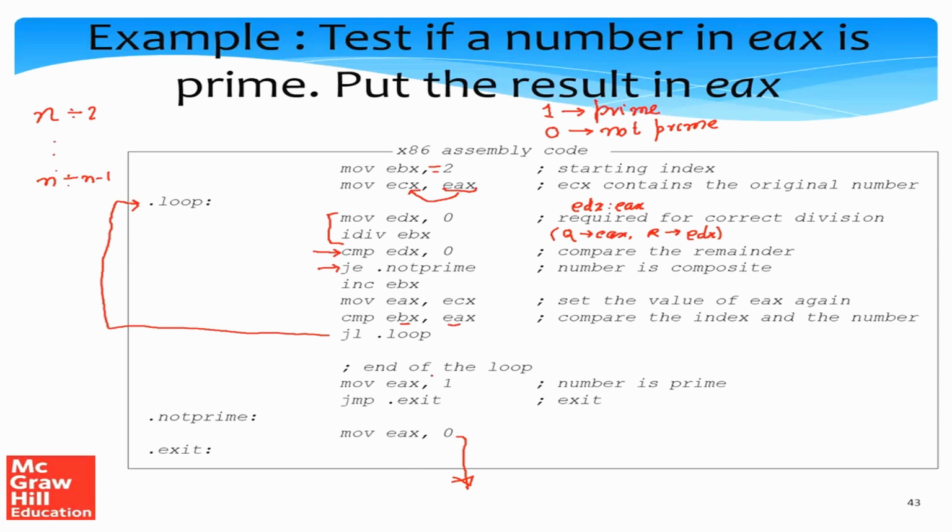Otherwise, we reach the end of the loop. At this point, since we didn't find any factors, the number is prime. We put 1 there and we jump to exit, which means we move out of the program. So this program is simple. The program is not very difficult. In terms of assembly statements, how many do we have? 1, 2, 3, 4, 5, 6, 7, 8, 9, 10, 11, 12, 13. So we have 13 assembly statements. It's not that difficult, and now, after I've explained it, it must appear slightly more straightforward.